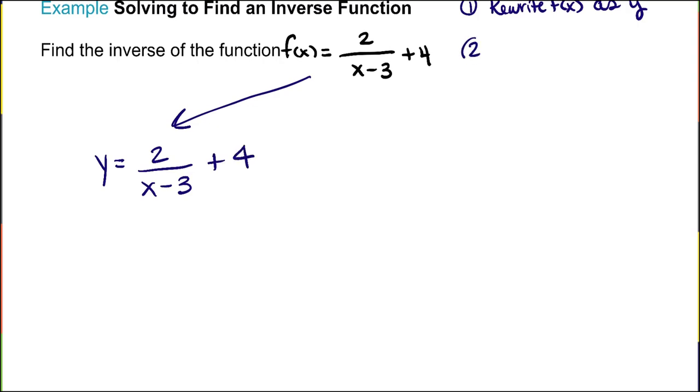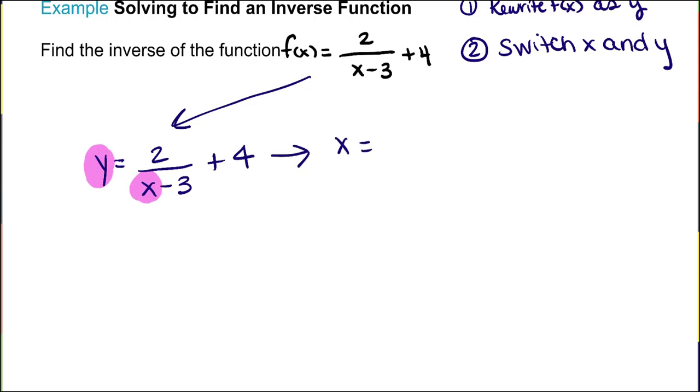Next, we're going to switch the x and y variables. So everywhere we see an x, we're going to replace it with y and vice versa. So our new equation is x equals 2 over y minus 3, plus 4. Okay, so you see what we did? We just switched the y variable and the x variable in the equation.